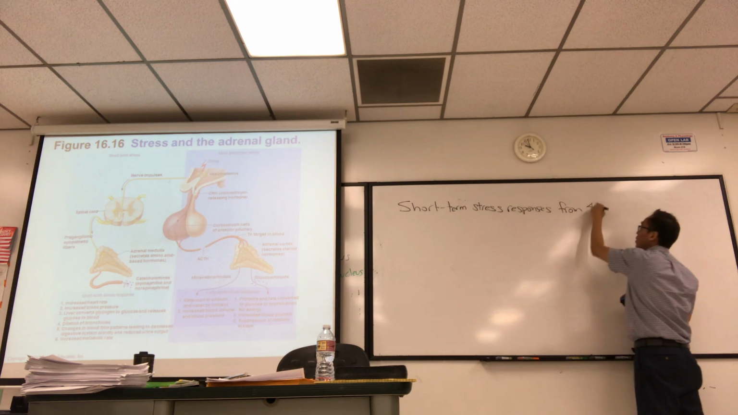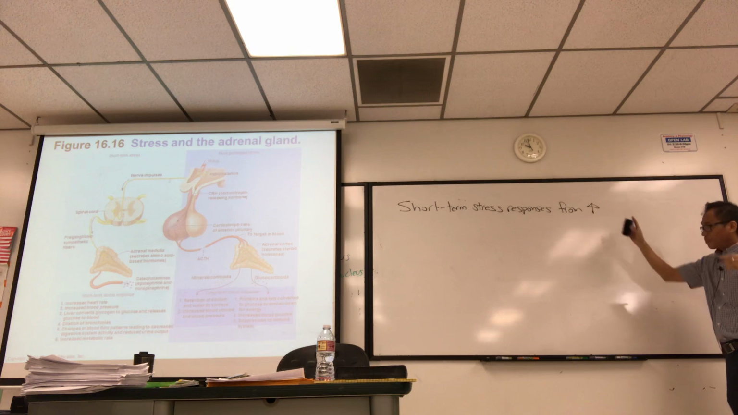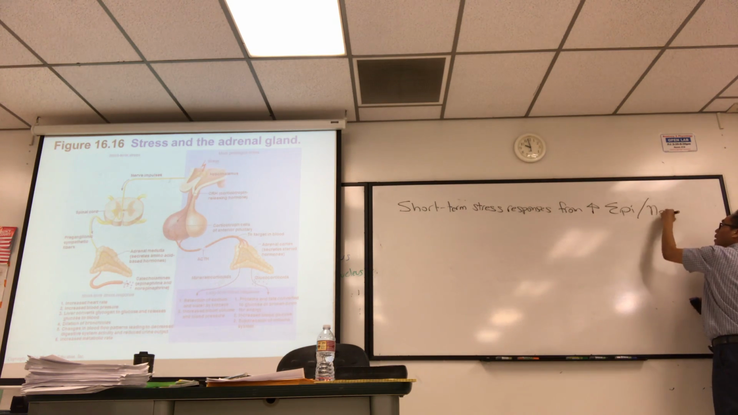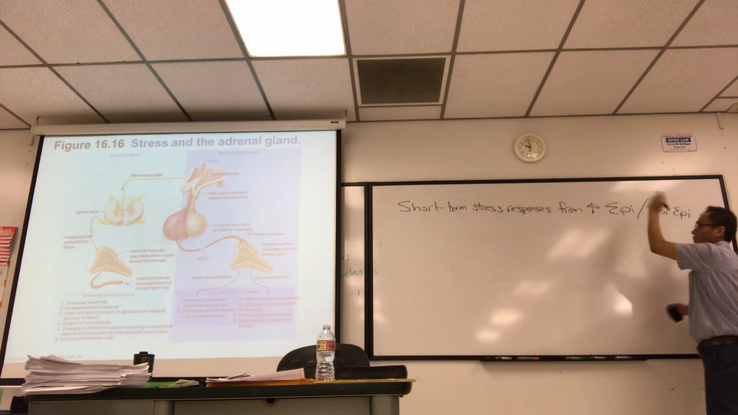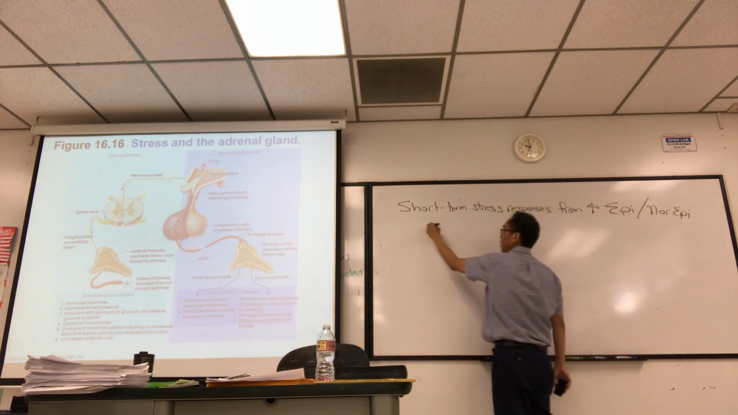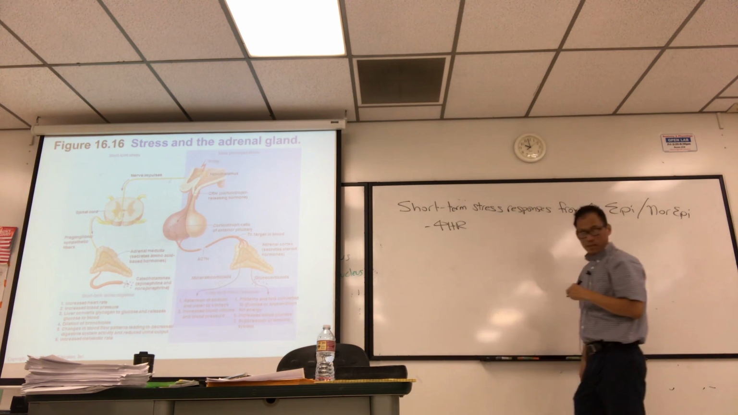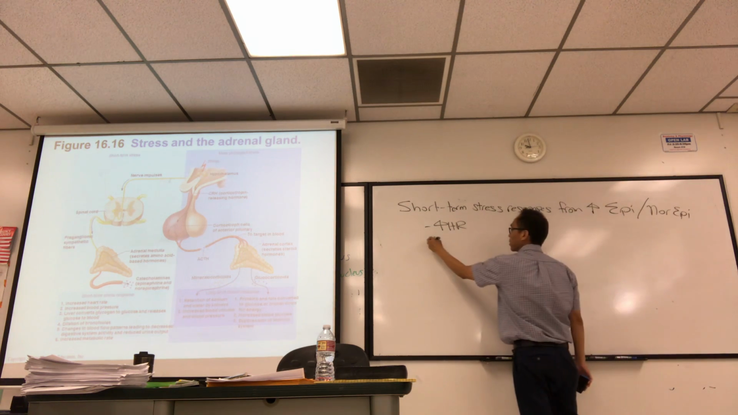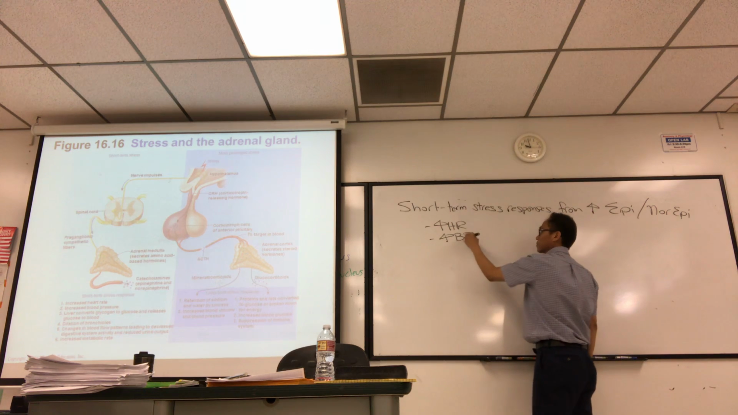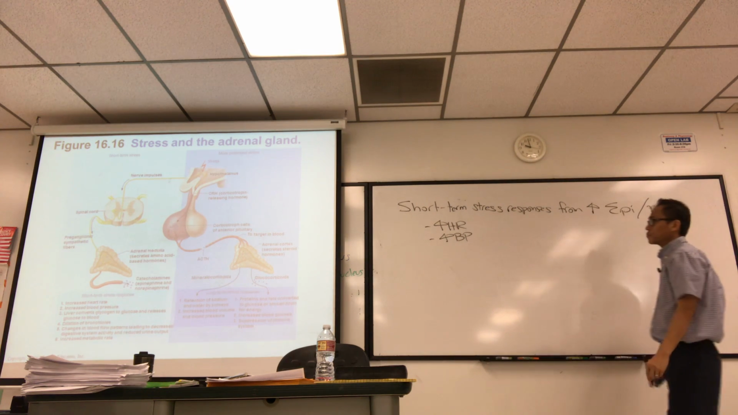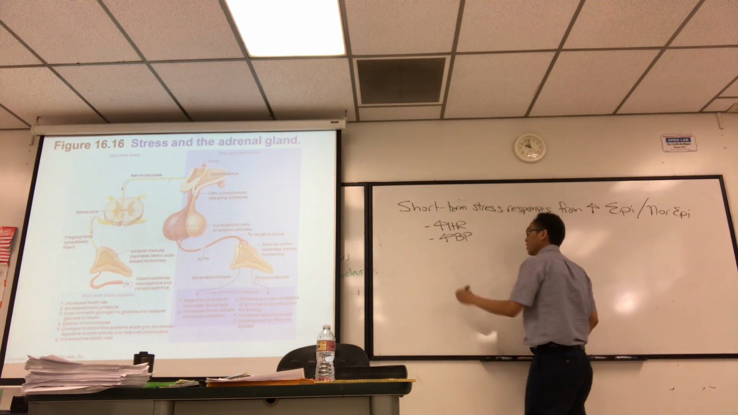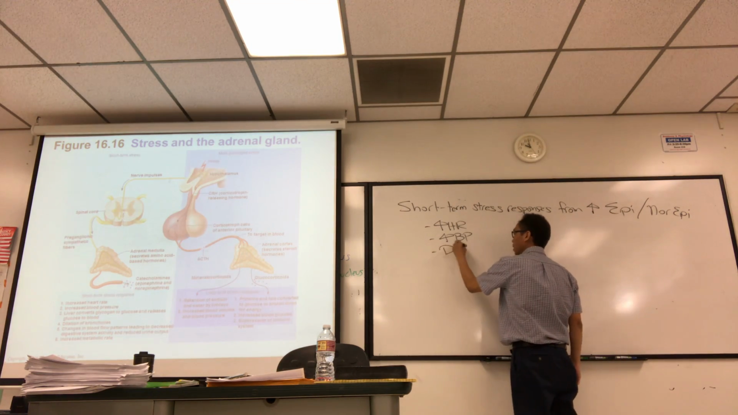So, short-term stress responses from elevated epi, norepi from the adrenal medulla. Basically, get your blood pumping, increasing the heart rate. Okay, you're increasing the beats per minute. That'll increase the cardiac output. That'll increase the blood pressure. Okay? You want to breathe more, oxygenate the muscles you need. So you want to dilate bronchioles, open them up.